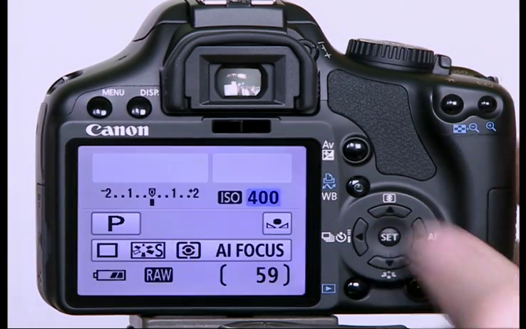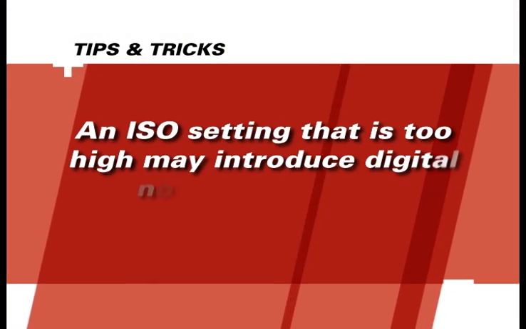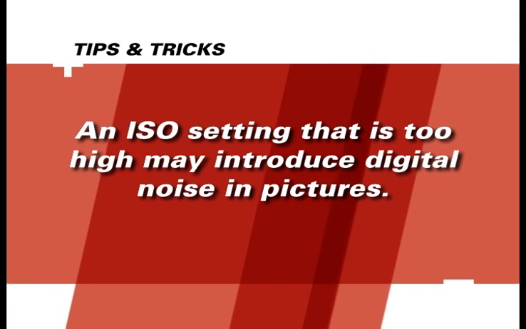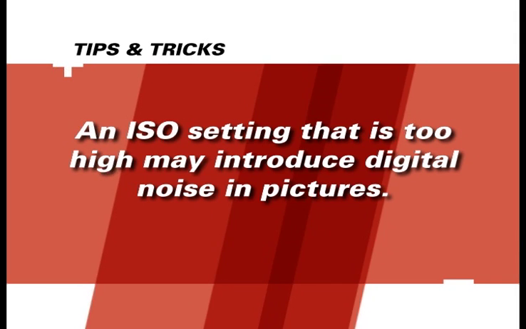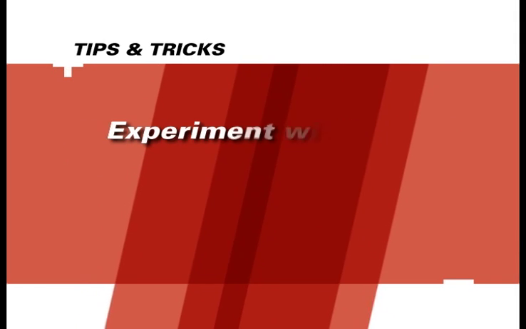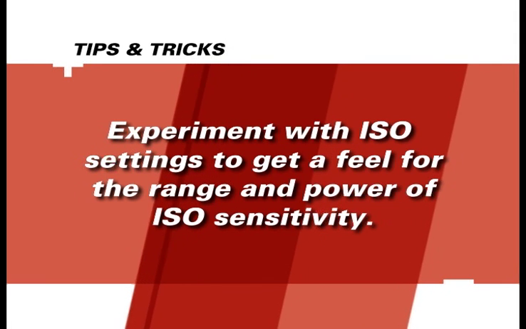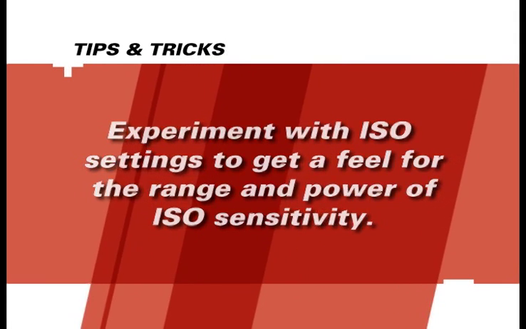Keep in mind that a higher ISO setting may introduce noise or grain into your images. An ISO setting that is too high for the shooting conditions will make the image lose quality and you might even start to see particles in your picture. Experiment with ISO settings to become more familiar with their range and control. The image sensor on your camera is very powerful. It gives you the flexibility to shoot in low light conditions and still get amazing pictures.